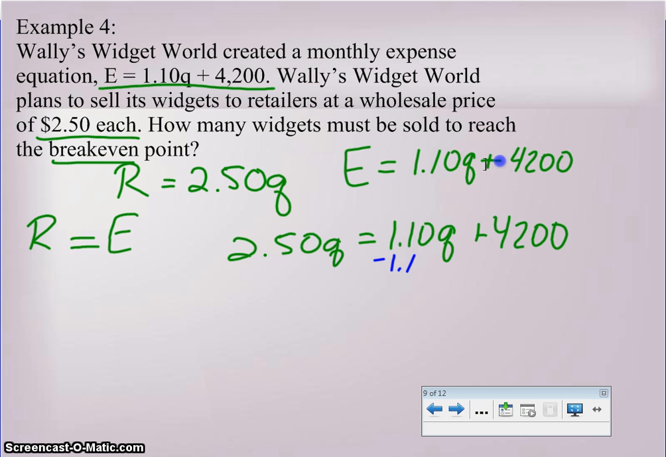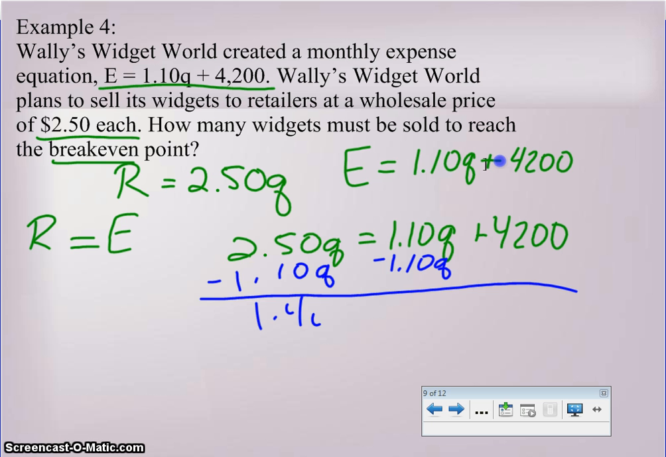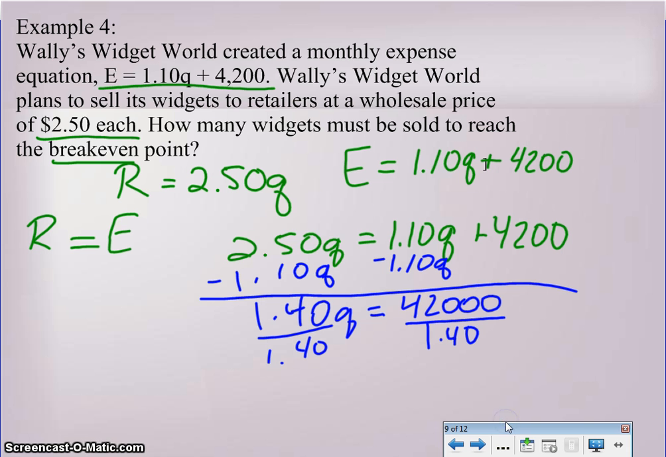I'm going to subtract 1.10Q from both sides, and I end up with 1.40Q equals the 4,200. When I divide both by the 1.40, I find that my break-even point is going to be at Q equals 3,000 widgets.